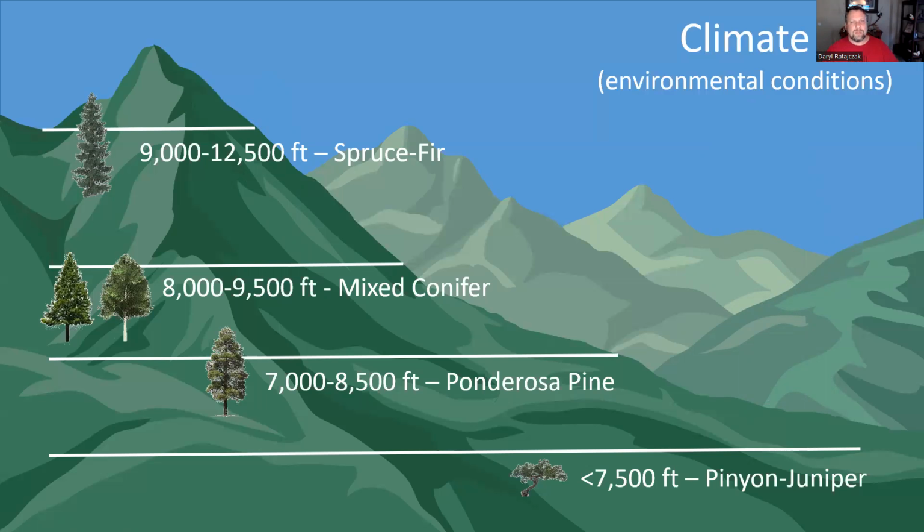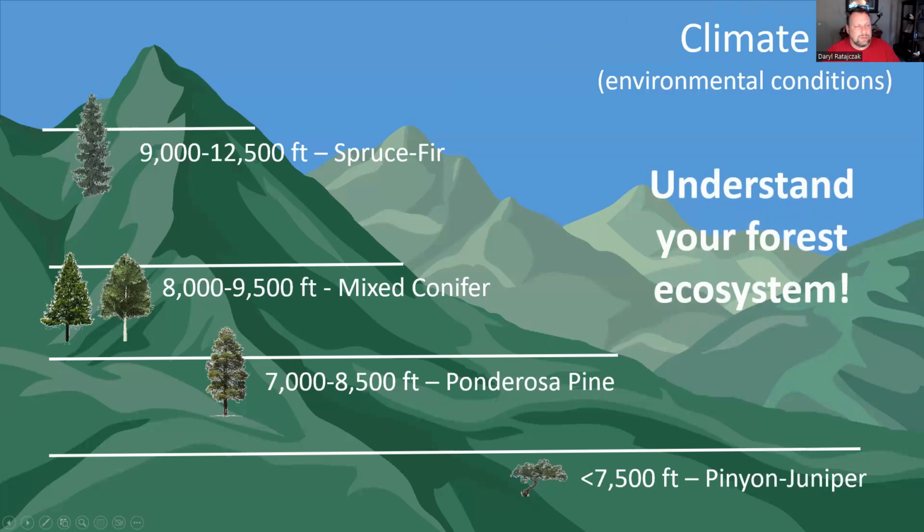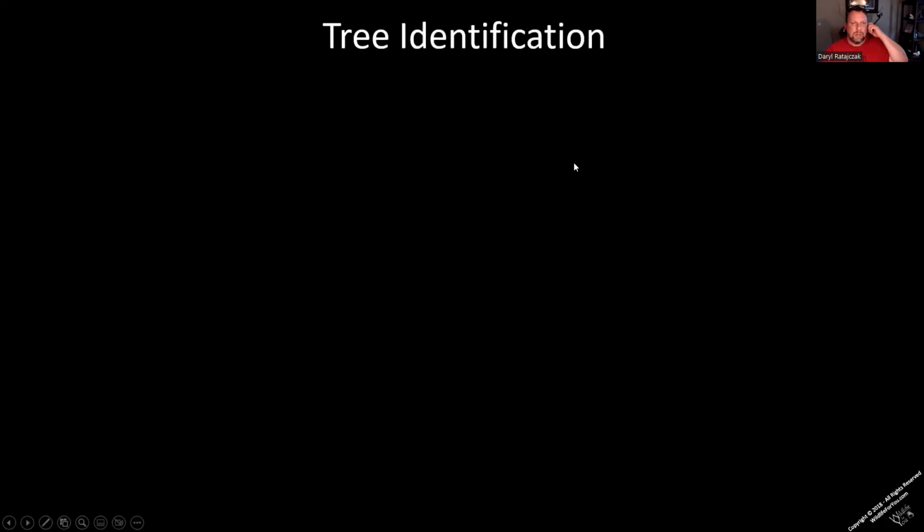But it just goes to show that identifying your trees would be hugely beneficial to you if you knew exactly where you were and what trees you're likely to find at different elevations, or in different geographic areas. So if you understand your forested ecosystems, it will absolutely help you identify trees. And so what we're going to do is jump into some very, very basic tree identification.